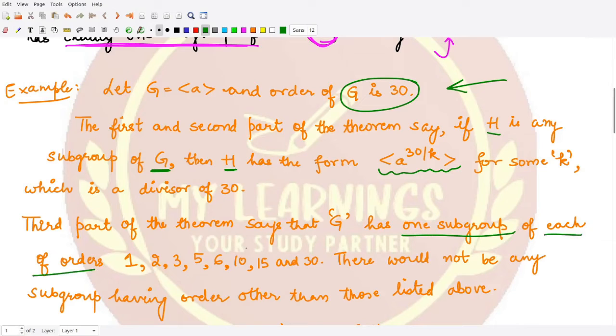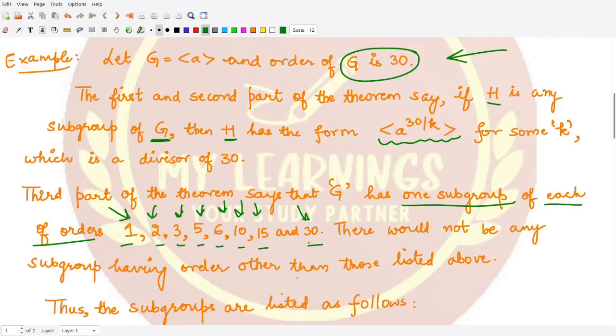So we can list all the divisors of 30. They are 1, 2, 3, 5, 6, 10, 15 and 30. So we would have one subgroup each having order 1, 2, 3, 5, 6, 10, 15 and 30. Right? So there would not be any subgroup having an order other than those listed above. So we would have in total 1, 2, 3, 4, 5, 6, 7, 8 subgroups in total.